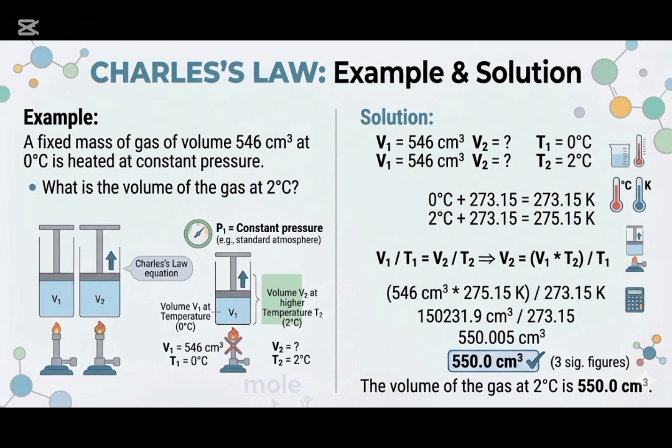Then apply Charles's law, which is V1 over T1 equals V2 over T2, making V2 the subject of the formula and substituting. The final answer becomes 550 cm³. It shows that the volume of the gas at 2 degrees C is 550 cm³.